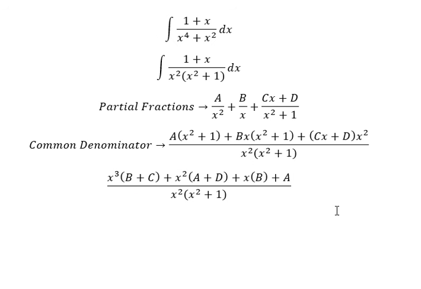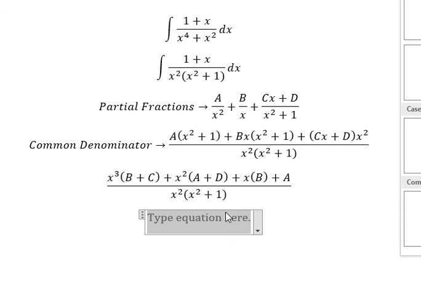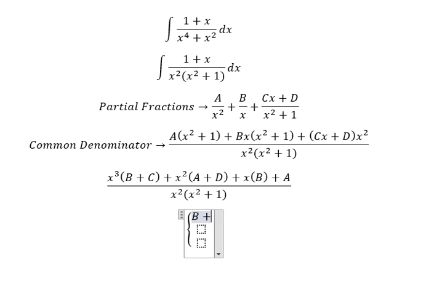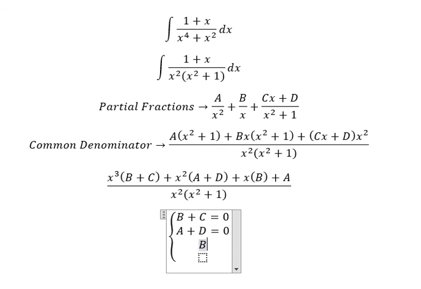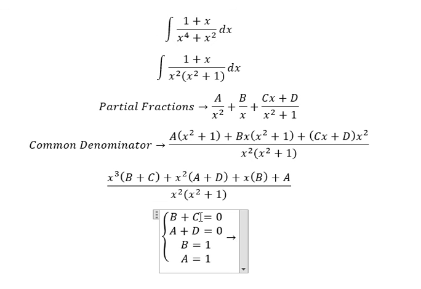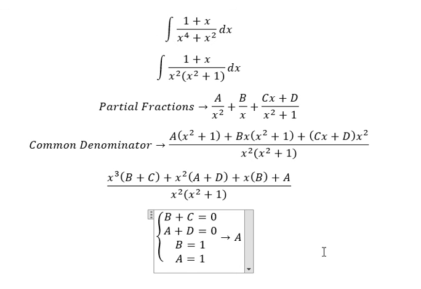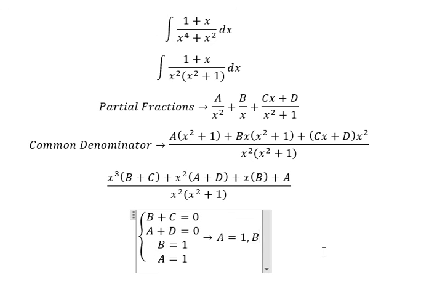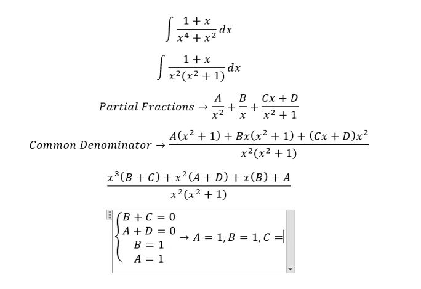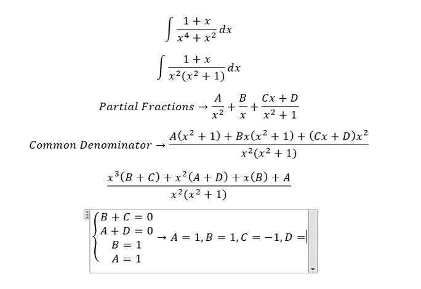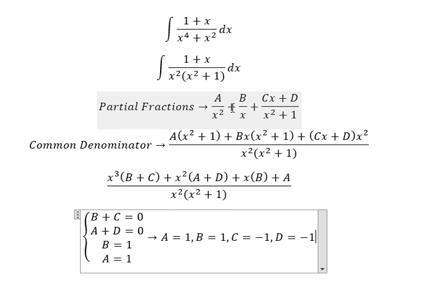So we create the system of equations. And now we need to find the solution of A, B, C. So A equals number 1, B equals number 1, C equals negative number 1, D equals negative number 1. So we put the values of A, B, C, D in here.